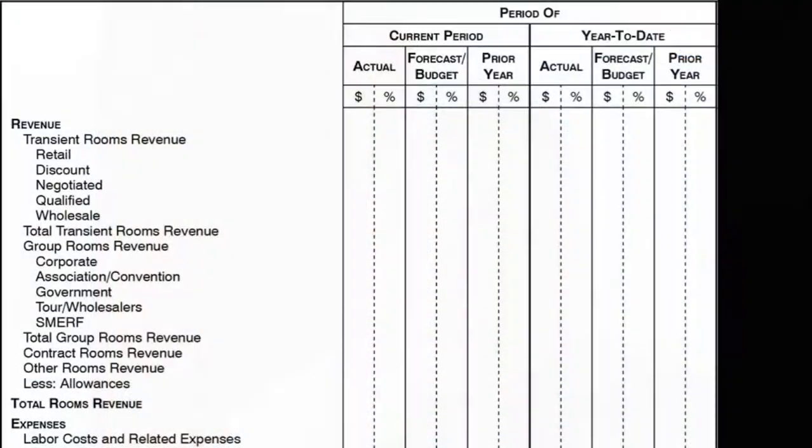First we will be talking about the profit and loss statement of the rooms department, and then also the associated statistics that go with the rooms department profit and loss statement. So first, let us look at the prescribed profit and loss statement format, which is prescribed by USALI.